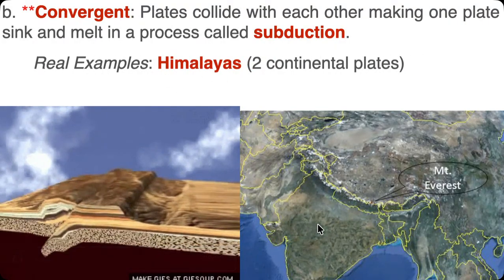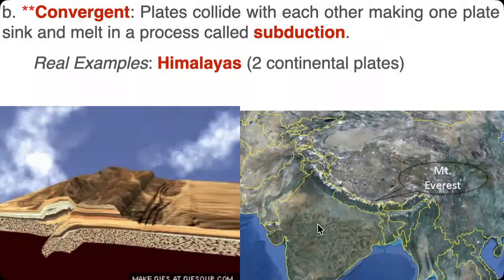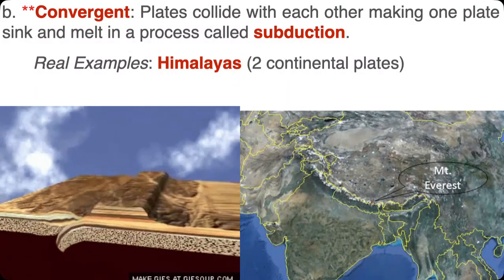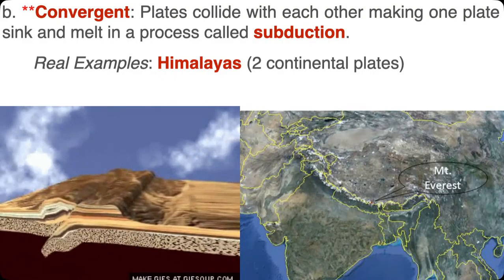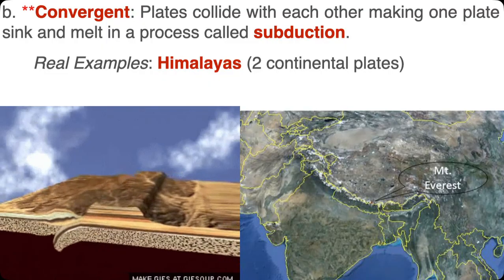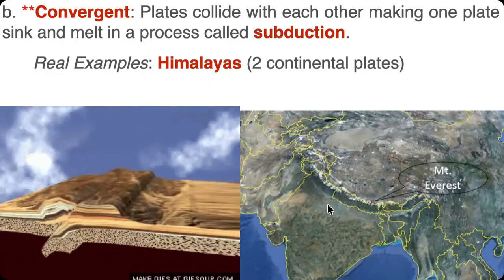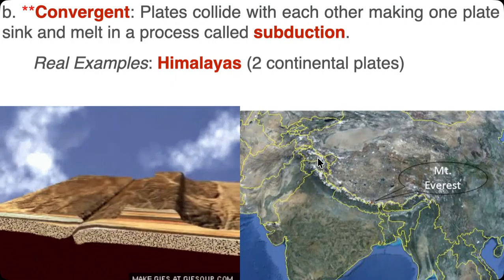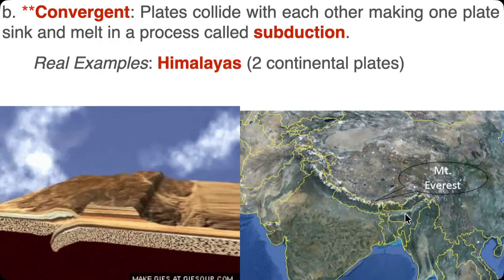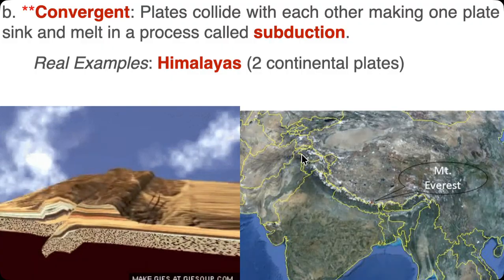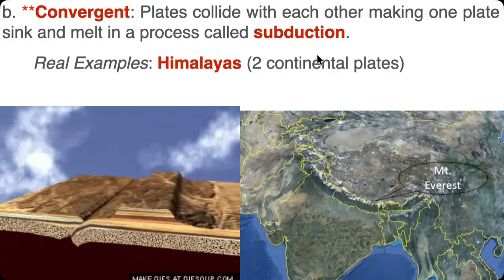So India, in the Pangea times, everything was together. And then as the continent started to separate, India was essentially an island that crashed into this area of China here. And so that's what caused the Himalayas to form. It's two continental plates colliding with one another.